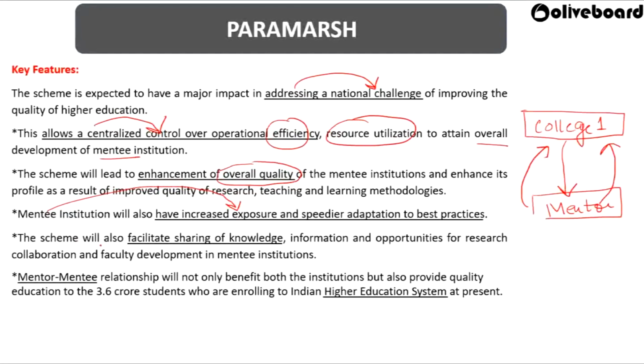The scheme will also facilitate sharing of knowledge. Whatever I have told over here is called sharing of knowledge. This mentor institution will share their knowledge, information and opportunities with all the colleges to which they are linked. So we have a mentor-mentee relationship, which I have already told. It will not only benefit both the institutions but also provide quality education to 3.6 crore students. Right now we have 3.6 crore students in the higher education system. Because of this mentor-mentee relationship, these 3.6 crore students will be able to get quality education.